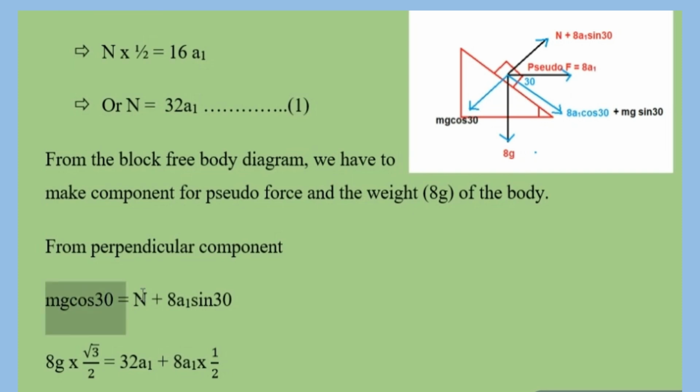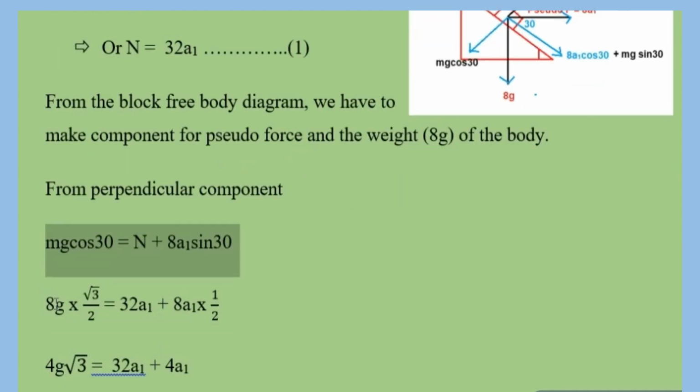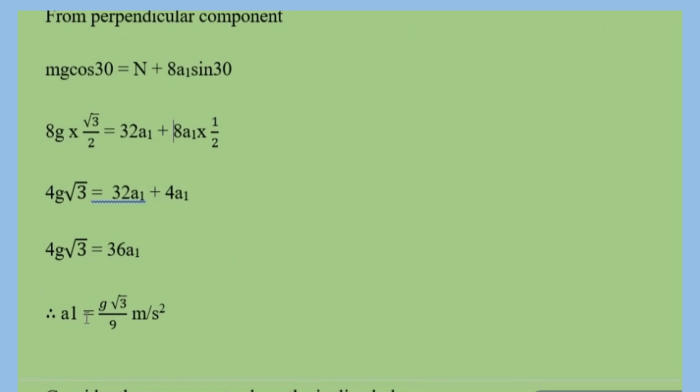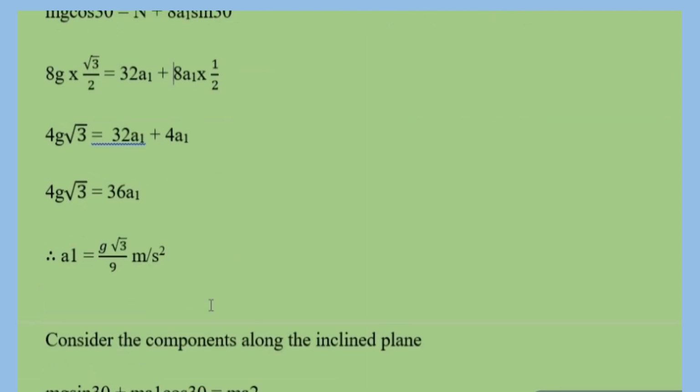mg cos 30 is equal to N plus 8 a1 cos 30. Then we will substitute the values. We know that 8 into g into root 3 by 2 is equal to N, which we already got as 32 a1, plus 8 a1 into half. So we substitute all the values and just solve it. Because of time constraints I am not explaining all the steps of the simplification. We will get a1 as g root 3 by 9 meter per second square.